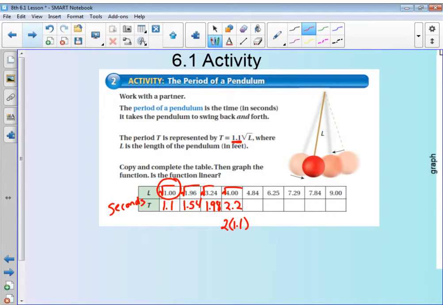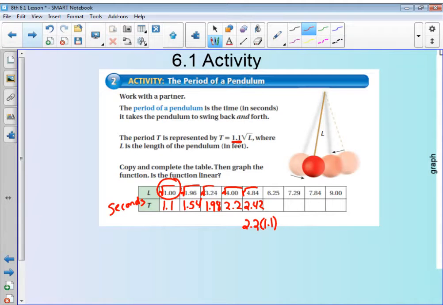So 4.84, I need to do the square root of that. So that gives me 2.2. And now I'm going to take that times 1.1 on my calculator. And when I do that, I get 2.42. Okay, so you understand the process.